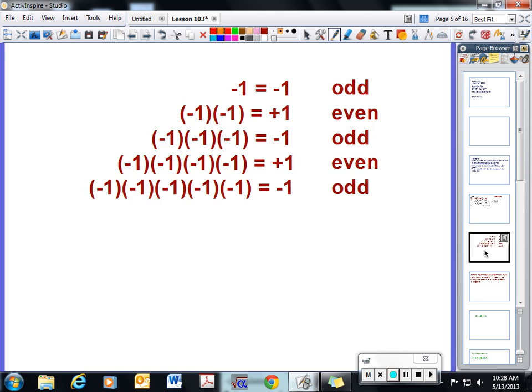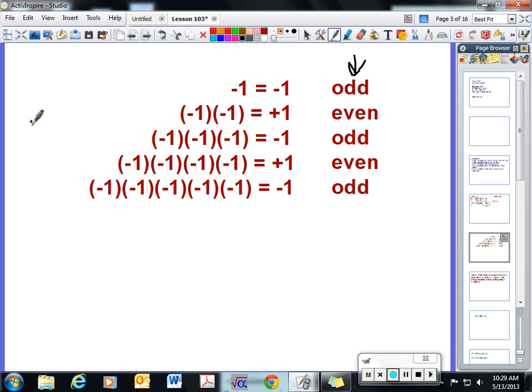Now let's take a look at this next chart. I want you to study it and see if you can figure out a pattern to the sign of our answer for each of these products. I wrote a clue out here. I'll give you just a few seconds to ponder this.